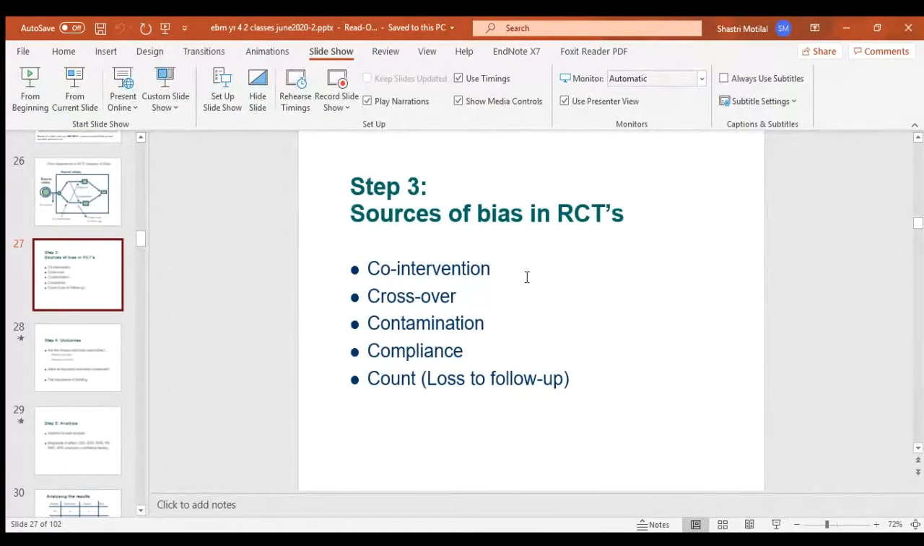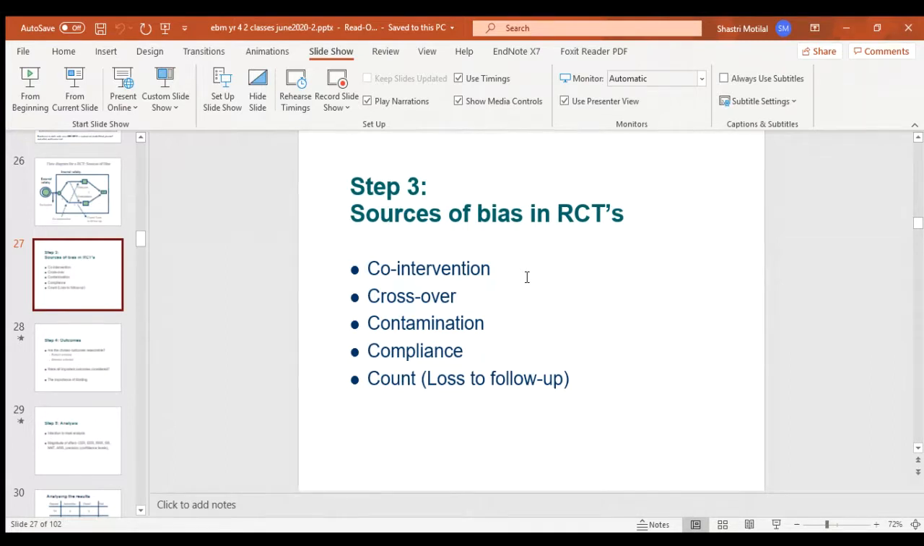Compliance is probably a straightforward one you could relate to. Compliance and adherence simply mean whether the person did or did not take the treatment. You can randomize a group of people to take a certain pill and a group of people to placebo. If people didn't take the pill and they did not get better, you don't know if they did not get better because the treatment was ineffective, or because they did not take a treatment that's supposed to be effective. So compliance could make it quite difficult in a randomized controlled trial if people don't comply with the treatment. And the last one is count, or loss to follow-up.